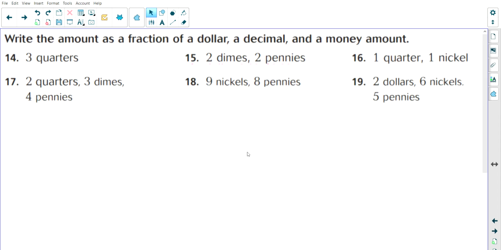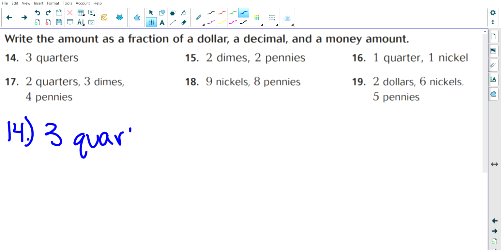All right, you guys, great work. So now we're going to be looking at different amounts of money, to write the amount as a fraction of $1, a decimal, and a money amount. We'll solve a couple of these together. Let's take a look at number 14. I have 3 quarters. Each quarter equals how many cents? 25 cents. So I have 3 times 25, which is going to equal 75 cents.